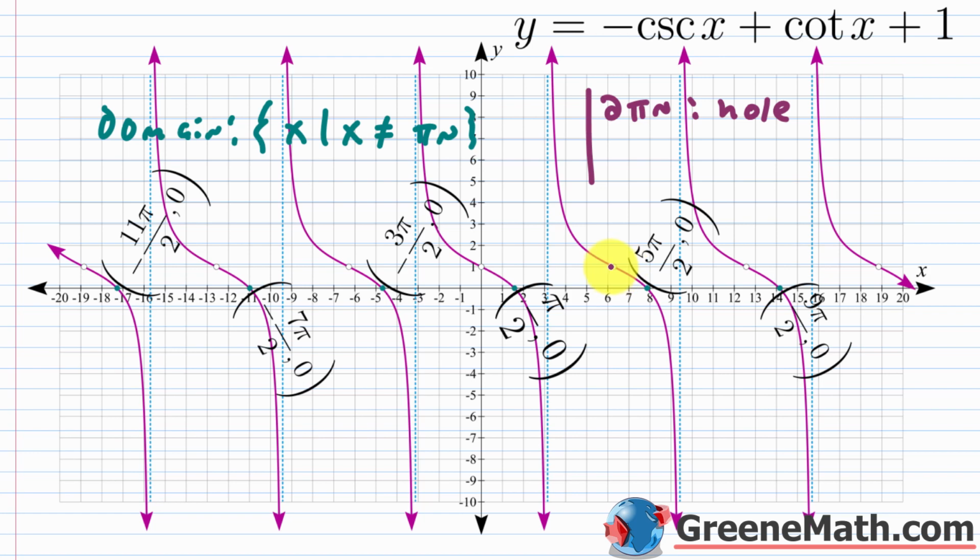But for right now, you have to know that at 2 pi or 4 pi or 0 or 6 pi, basically 2 pi n, you're going to get a hole in the graph because this guy is going to approach a y value of 1, but it won't touch it.